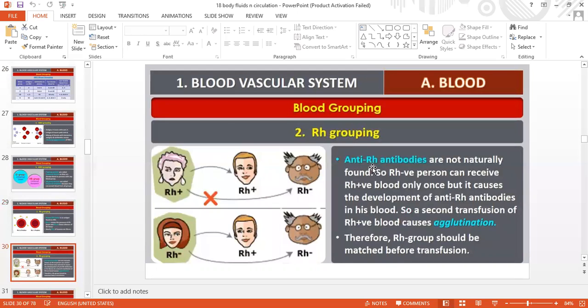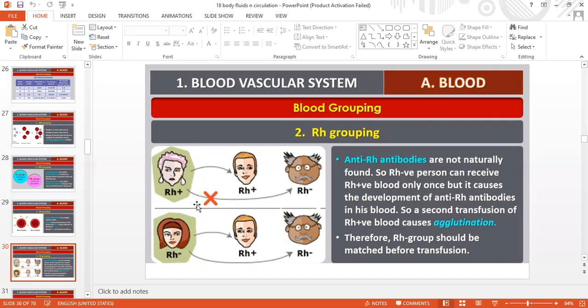Now, anti-Rh antibodies are not naturally found. So, an Rh negative person can receive Rh positive blood only once. But it causes the development of anti-Rh antibody in the blood. So, the second transfusion of Rh positive blood causes agglutination.